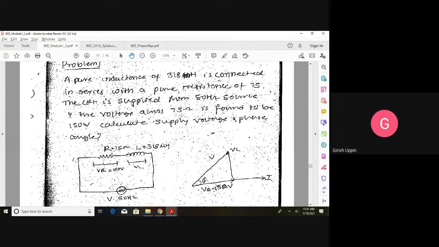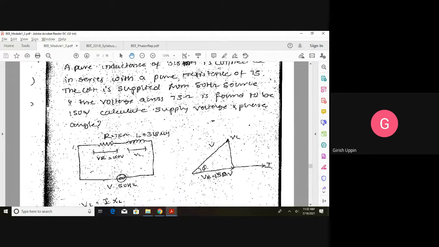The voltage across the 75 ohm is found to be 150. So they have given the VR value, VR is 150 volt. What do we have to find? Calculate the supply voltage and the phase angle. The supply voltage is capital V, that we have to find. The phase angle is the angle between the voltage and the current.